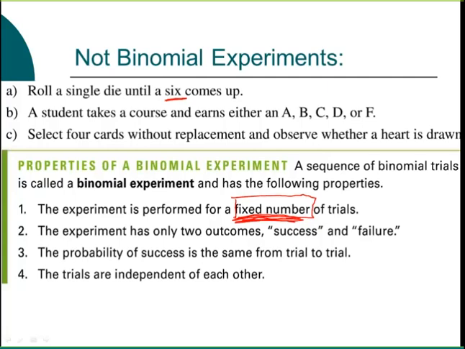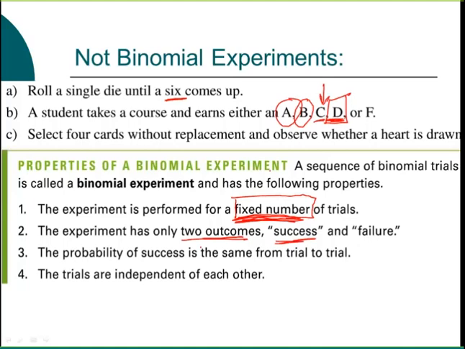So here, a student takes a course and earns either A, B, C, D, or F. And here you've got multiple outcomes, although some of us only see an A or maybe a B as being successful, but there are a lot of people that are happy with their D because it gets them to pass. So at different schools, some schools don't accept the D, and so C seems to be the success for a lot of people. So there's multiple outcomes here, so that's why that one fails.